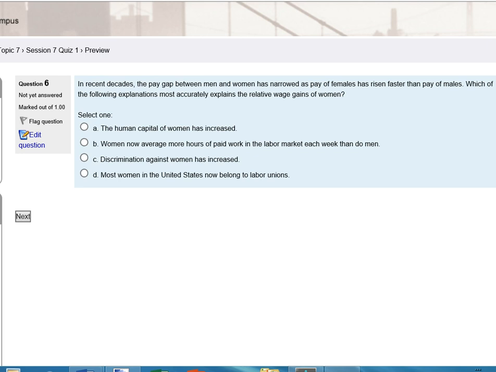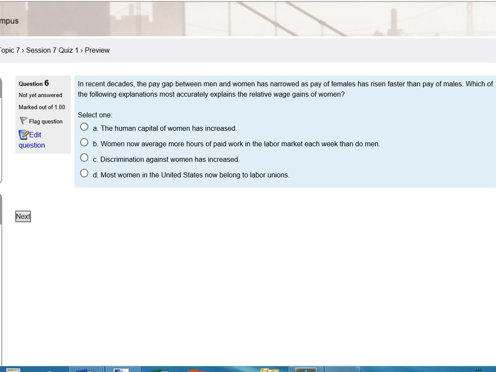So basically, what I want you to do, after reading the chapter, is think of the situation for women, let's say in the 1950s. If a woman in the 1950s in the United States was looking for work, what were some of the things in the labor market that would justify paying her a lower wage than a man? Now, let's go to 2013.